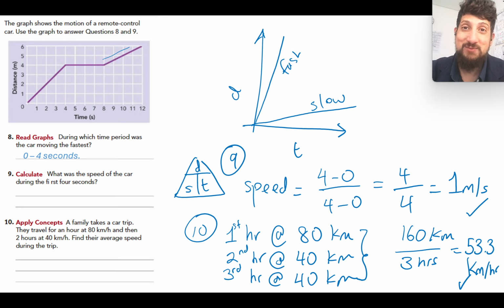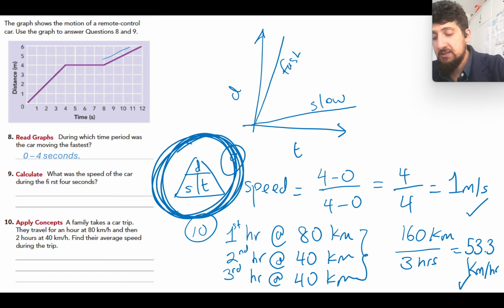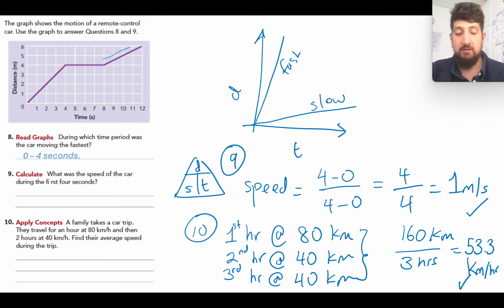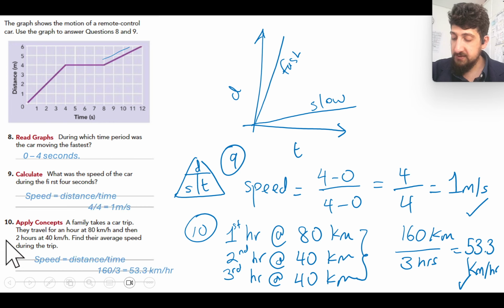Okay, easy, wasn't it? So that's all you have to do. Remember, just remember this guy here, that speed equals distance over time, and you'll be fine. Okay, so that's 1 meter per second there, and this one here is going to be 53.3 kilometers per hour.